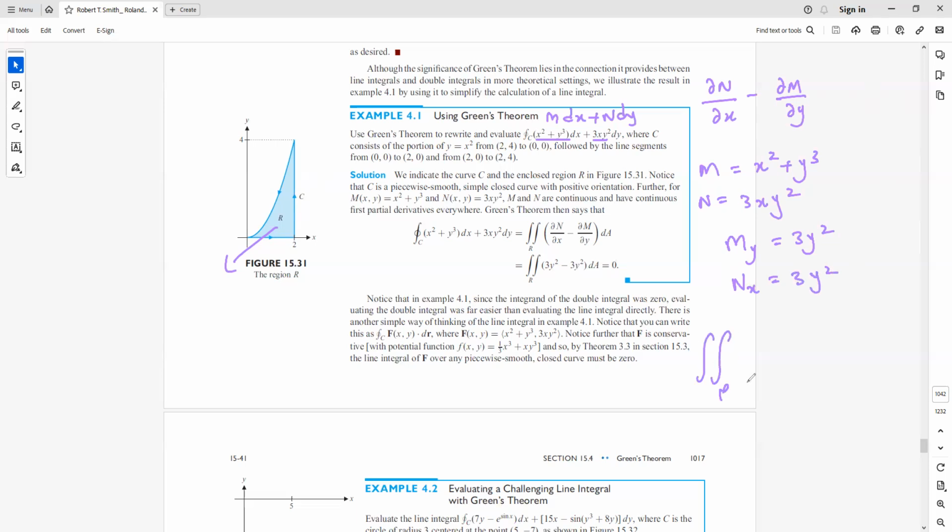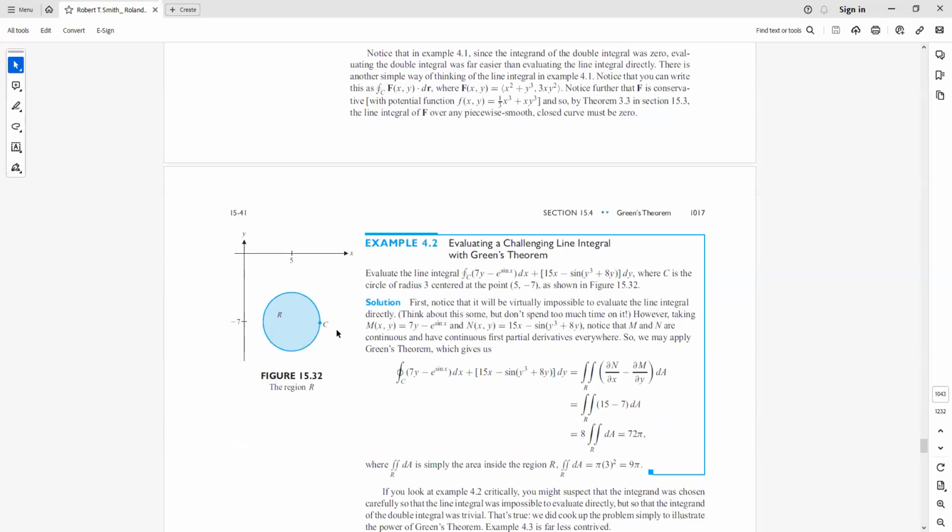So M_y equals 3y squared, N_x equals 3y squared. So now the double integral over this region is going to be 3y squared minus 3y squared dA, which is 0, right? So now we can see how much easier and faster it is to compute this. Instead of computing each curve, we just computed the partial derivatives, and we see that the curl along this closed region is 0. So the integral is 0. Therefore, the line integral along this curve is 0, right? So this is how it works.